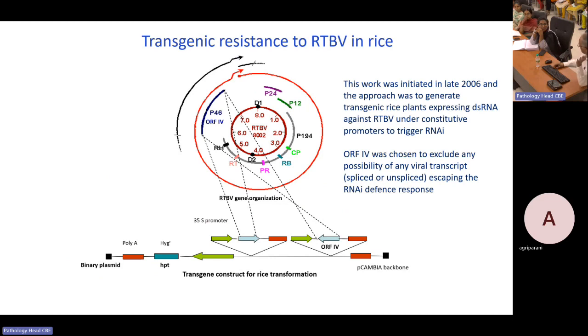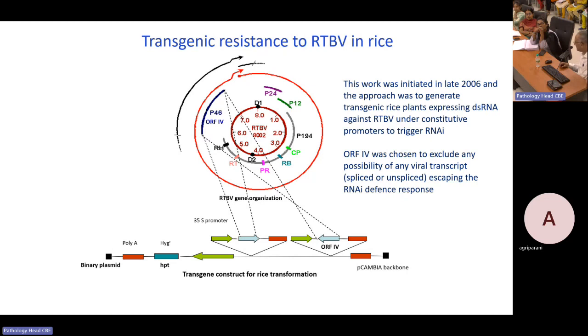Okay, so this is more recent work, but initially, our RNAi-based RTBV resistance work started about 15-16 years back, maybe more. In 2007 or 2008, we started this work, a little early, in 2005. And we thought that we can use the RNA interference to develop some resistance against this virus. So this is the viral DNA, and what you have in the bottom is the transgene construct.